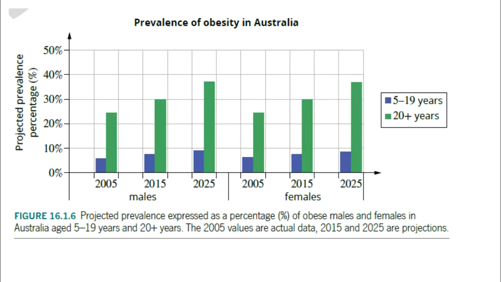Here we have prevalence of obesity in Australia, and we can see that over time we have seen increases and decreases in the trends and the amount of people actually being diagnosed and obese. We can see here that we have our 2025. So this is obviously an estimate, a prediction of this growth rate. If it continues the same way, we will see up to close to 40% of males and females in the 20 plus years being recognized as obese. So we can see here that the 2005 says it's actual data, 2015 and 2025 are projections based on these data.